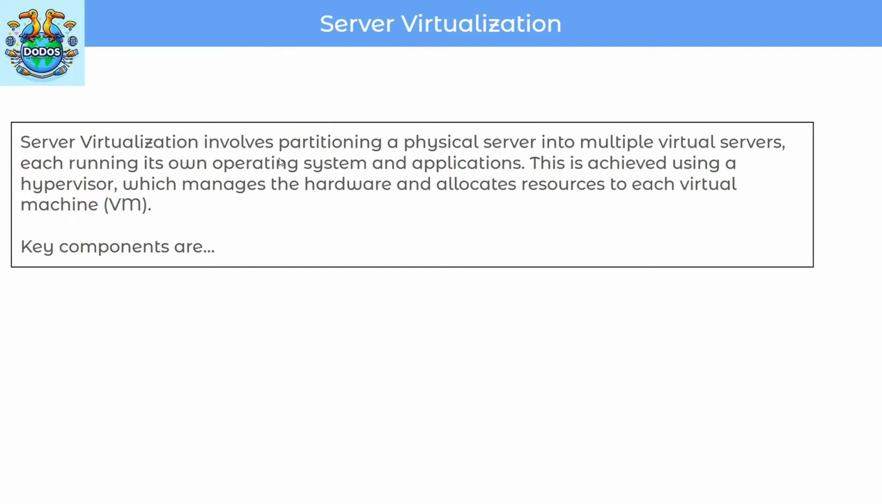Server virtualization involves partitioning a physical server into multiple virtual servers, each running its own operating system and applications. So it takes one server's computing parts and splits it into fake virtual servers with their own OS and applications. This is achieved using a hypervisor, which you need to know, and this manages the hardware and allocates resources to each VM, or virtual machine.